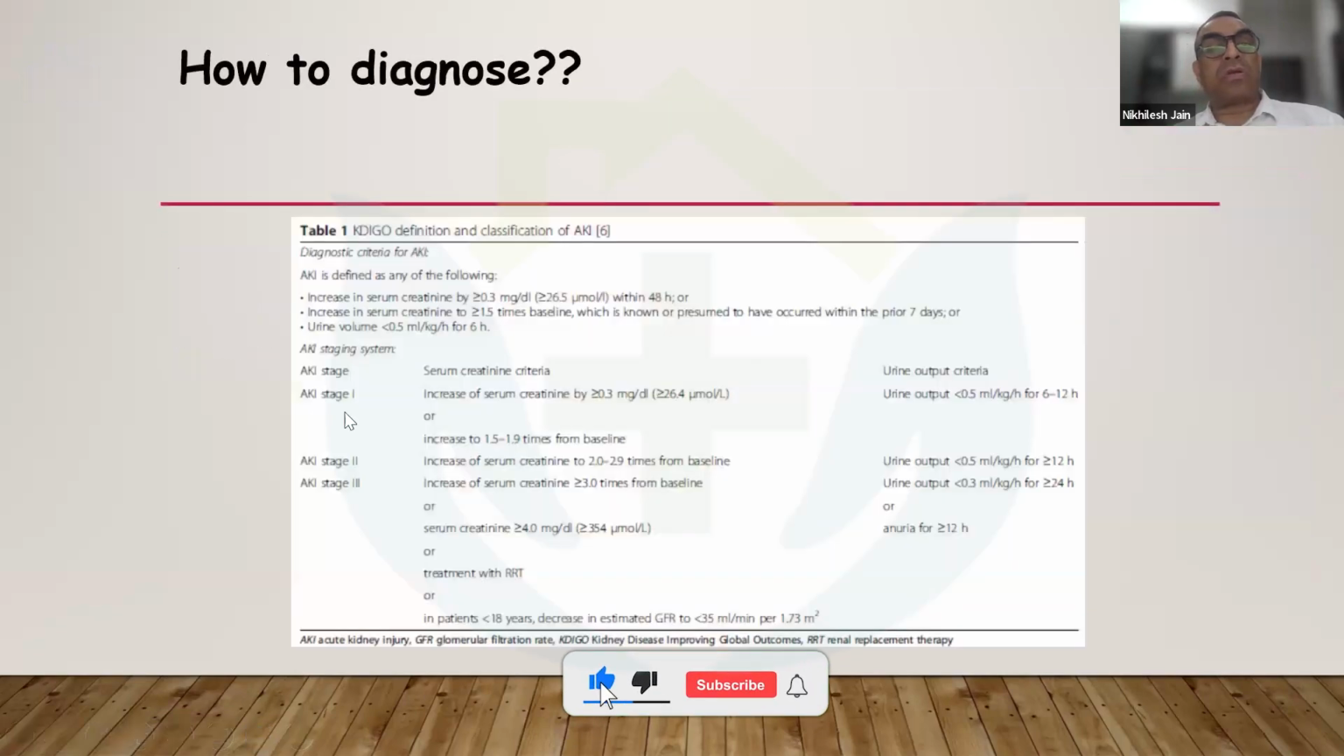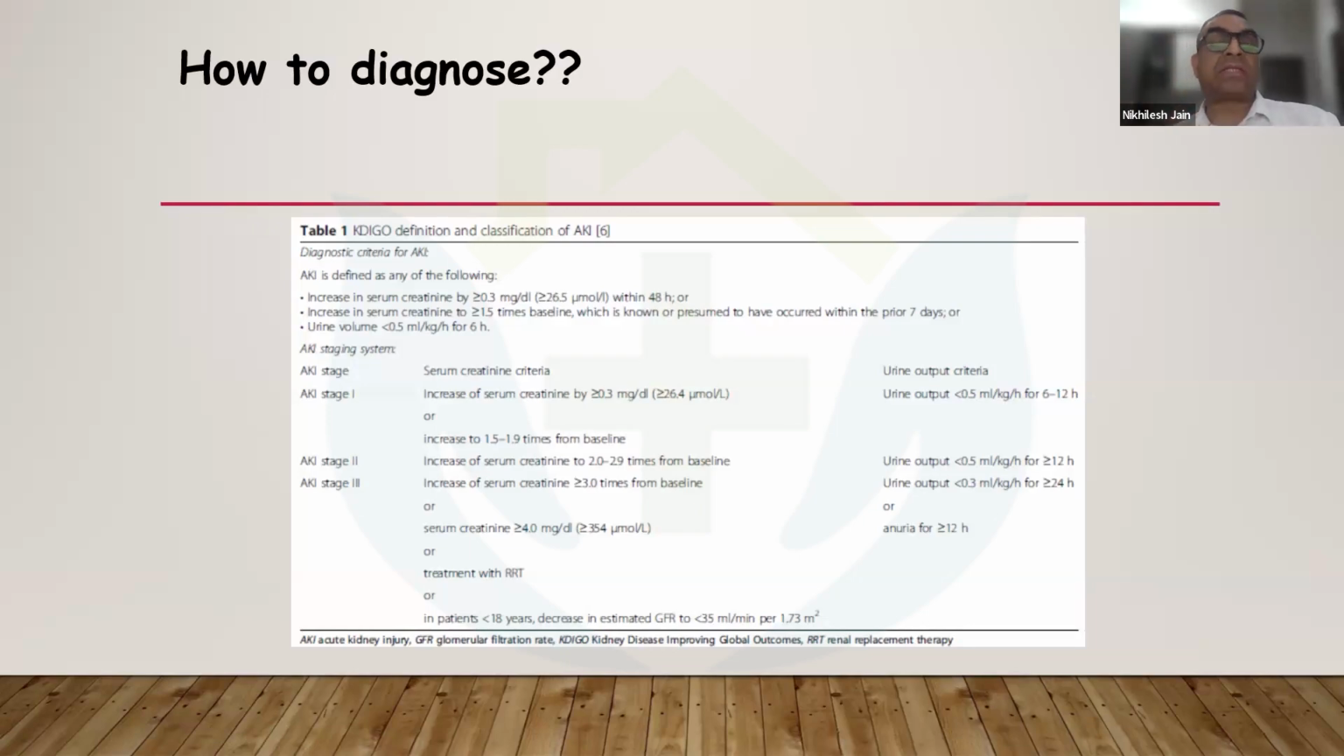So how do I diagnose it? This is the KDIGO definition and classification. This is one of the most widely accepted. In this, acute kidney injury would be defined as any of the following: increase in serum creatinine by more than or equal to 0.3 milligram per deciliter within 48 hours, or increase in serum creatinine to more than or equal to 1.5 times baseline, which is known or presumed to have occurred within the prior 7 days, or a urine volume of less than 0.5 mL per kg per hour for 6 hours. Then you have a staging system.